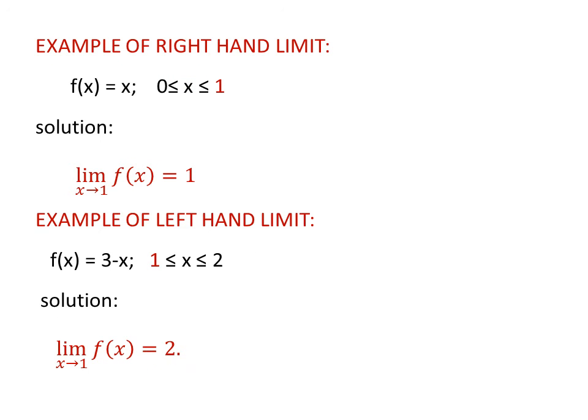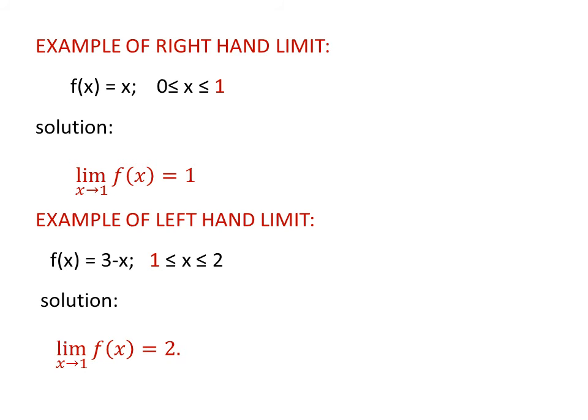Example of right hand limit. The given function is f(x) equal to x, 0 less than or equal to x less than or equal to 1. By the definition of right hand limit, modulus of f(x) minus L is less than epsilon, a less than x less than a plus delta, and the limit as x tends to a plus of f(x) equals L. So we write the limit as x tends to 1 of f(x) equals 1.